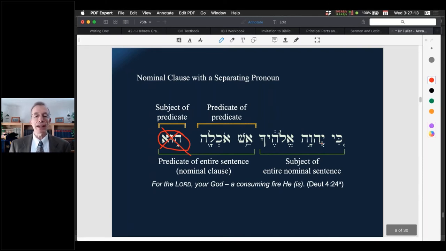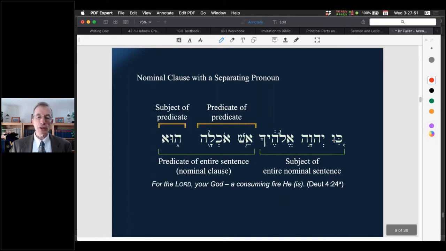Do we read this as a statement, a real sentence, or do we read this as apposition? For the Lord, your God, a consuming fire, and then something else, you see. So you could read this as a statement, or you could read this as apposition. When you put the pronoun over here, it makes it very clear that what you have here is a statement, okay? It's not an apposition. And the second thing it can do is give it emphasis, okay? It can give it emphasis.